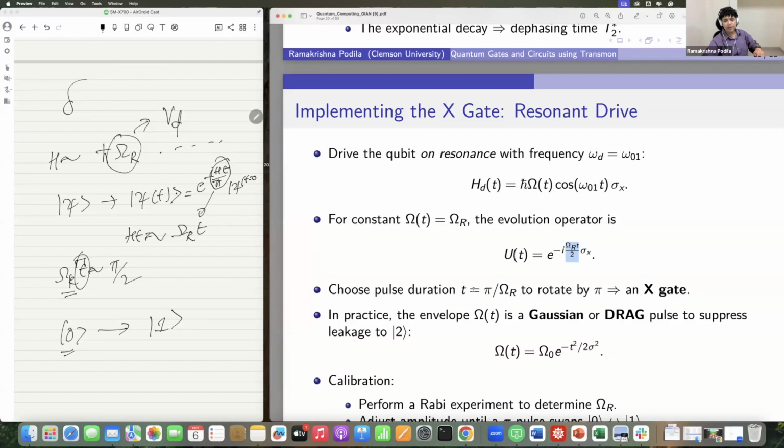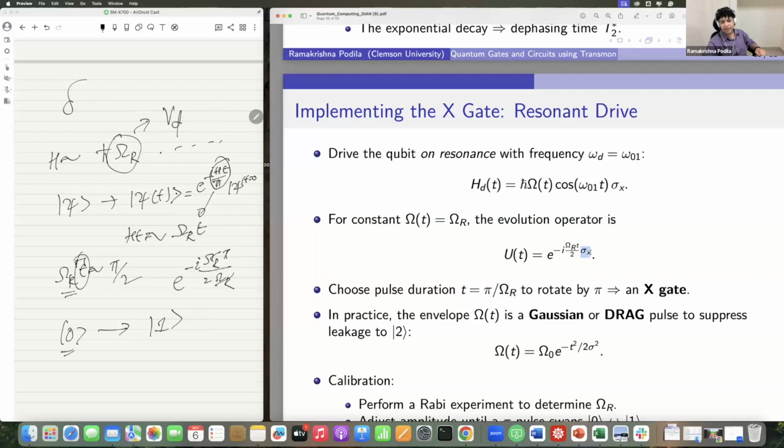So the pulse duration is pi by omega r. Imagine I put e to the power minus i omega r. If I applied it for pi by omega r time, then I would get pi by 2 omega r, so I would get e to the power minus i pi by 2 sigma x. And when we did the basics of quantum mechanics and some codes, I showed you how to do this exponential with a matrix.